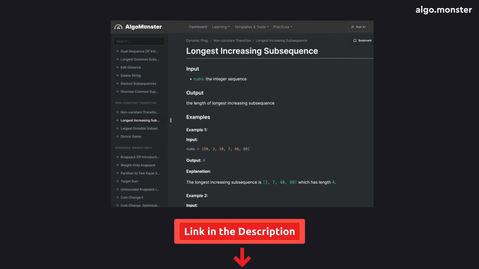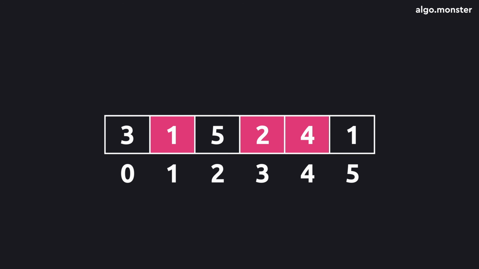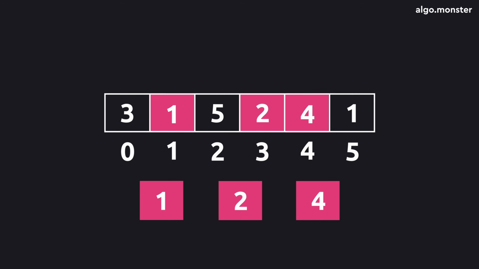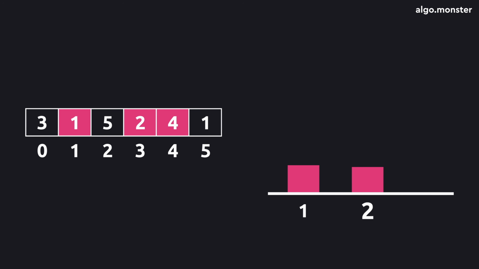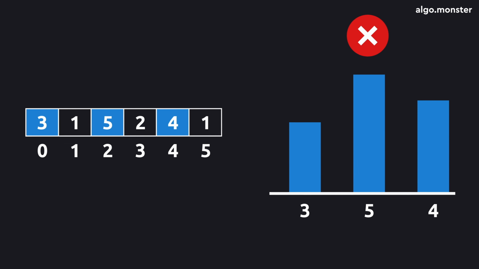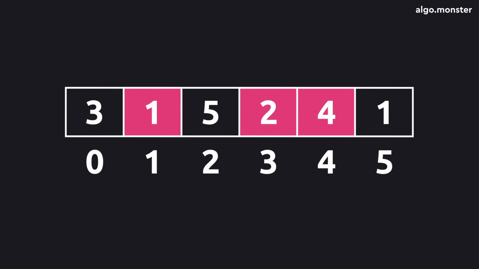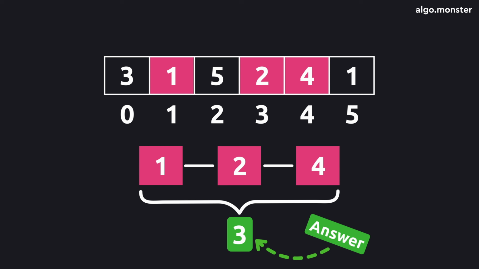Here's a popular problem. Longest increasing subsequence. You're given an array of numbers, and you need to find the length of the longest subsequence in which every next element is strictly greater than the previous one. A subsequence is when elements go in the same order as in the original array, but not necessarily consecutively. We've already seen subsequences in previous string problems. For example, in this array, the subsequence 1, 2, 4 is increasing. Each next element is greater than the previous one, but 3, 5, 4 doesn't work because 4 is less than 5. So we need to find the longest such increasing subsequence. In this case, the answer is 3 because that's the maximum length for this array.